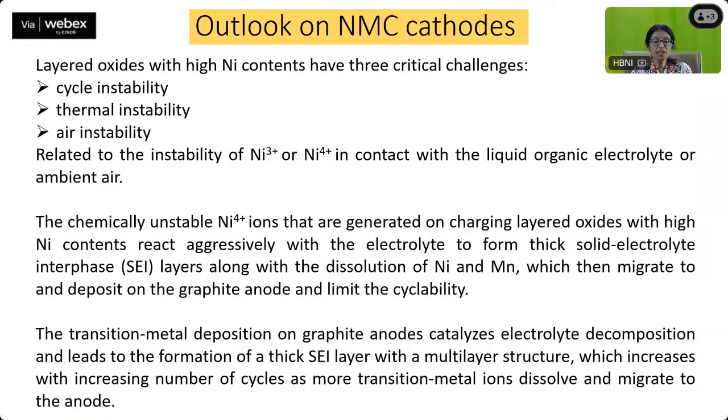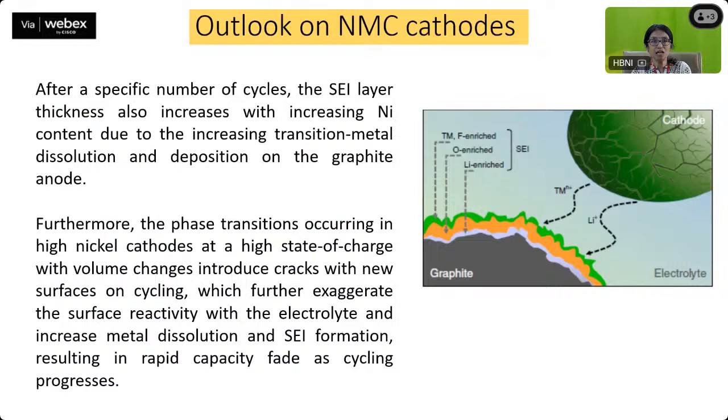And the transition metal deposition on graphite anodes catalyzes electrolyte decomposition, and it leads to the formation of a very thick SEI layer with a multi-layer structure, which increases with the increasing number of cycles as more transition metal ions dissolve and keep on migrating to the anode. So this is the biggest problem of the nickel-rich NMC cathodes.